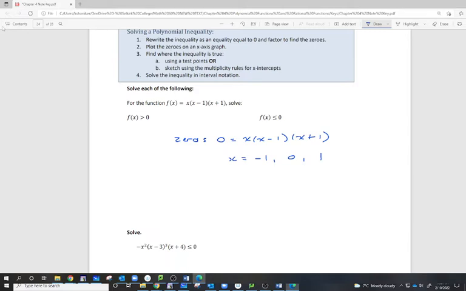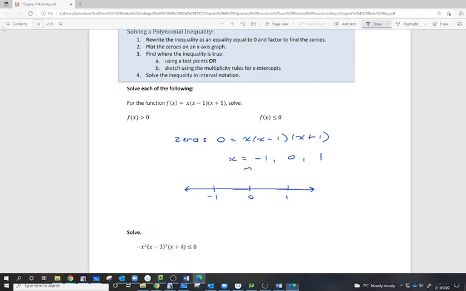Okay, so now we're going to plot those zeros on an x-axis graph, meaning I don't need the y-axis. I don't care how high it goes. I don't care how low it goes. I just care if the y values are above or below, so we don't have to be so precise. So I'm going to plot those x-intercepts, negative 1, 0, and 1. Now I'm going to sketch the graph using my multiplicities, or I'm going to test points like f at negative 2, f at negative 0.5, f at 0.5, f at 2.